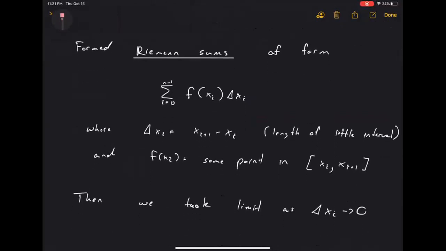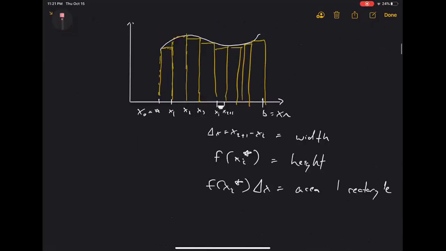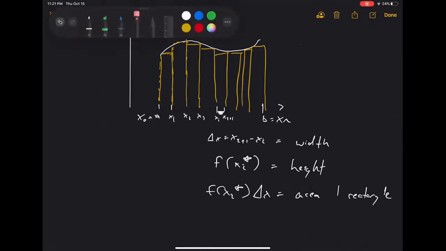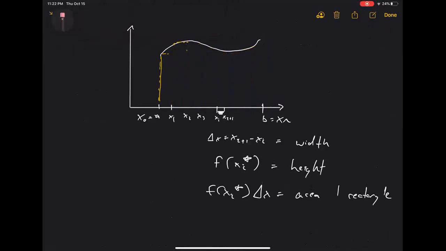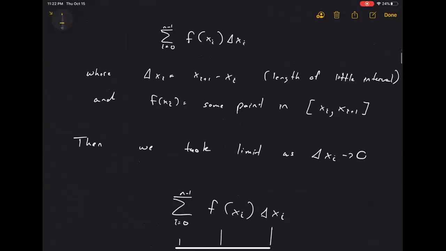And then what we do is take the limit as delta x gets smaller and smaller. This delta x is the width of the rectangles, right? So if I make this width smaller and smaller, my picture is going to get more and more accurate. If I made these rectangles super thin, there's one, there's one, there's one. You see it's a much snugger fit to my curve, so my approximation to the area would be better. That's the intuitive idea.